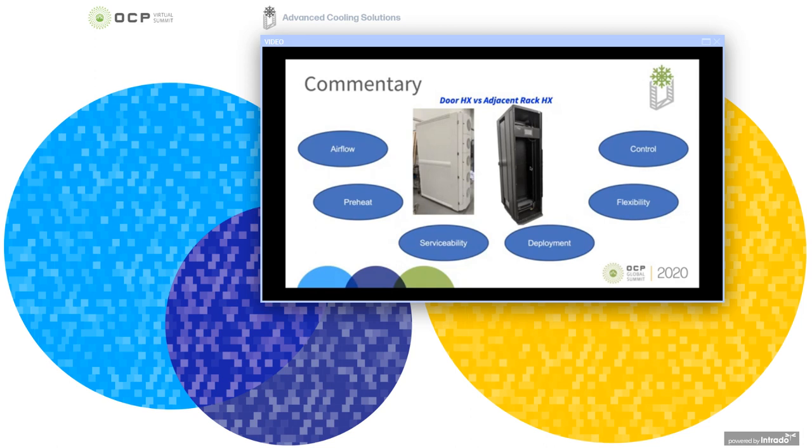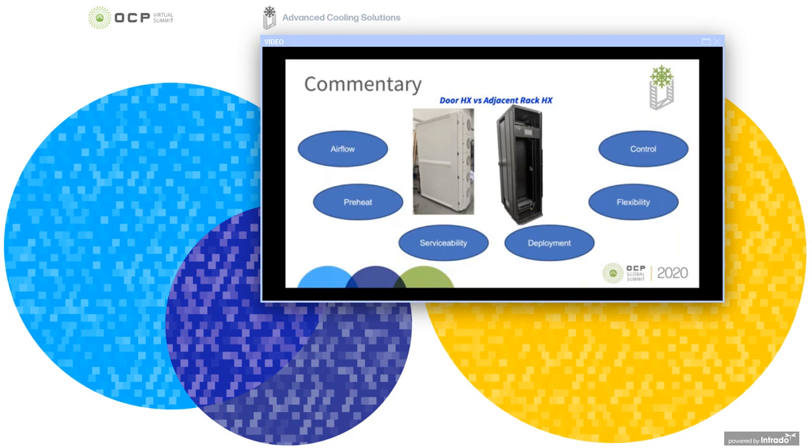From an airflow perspective, especially in a containment environment where the CFM budget is limited, in the rear door heat exchanger option, the same amount of airflow is used in the IT, and it will be used to cool the water in the rear door heat exchanger. However, in the adjacent rack cooler system, some extra CFM budgeting will be required since the heat exchanger airflow and the IT airflow are separate streams.